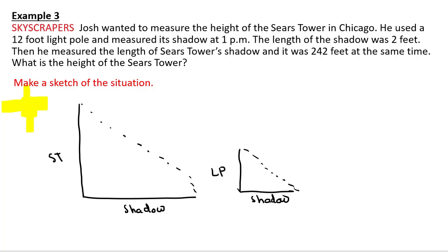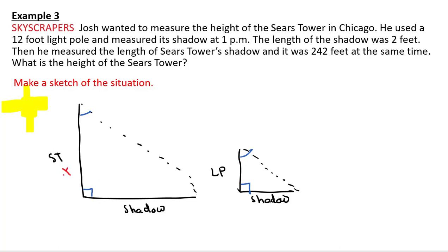Okay, so why are these triangles similar? We have a right angle, because hopefully the light pole and Sears Tower are perpendicular to the ground. Now the angle that the sun makes here is congruent to this angle there, because it's what we call the angle of depression-ish. But these angles are going to be equal. Also, the shadow lengths are going to be similar, or going to be equal. They're technically proportional, I should say.